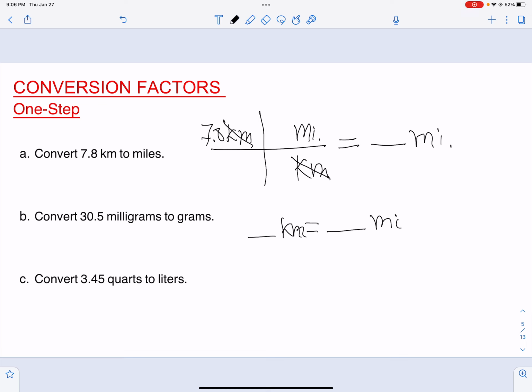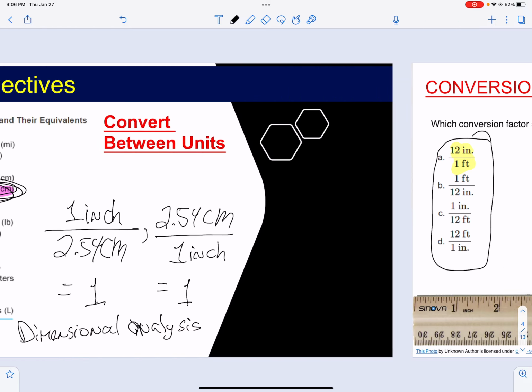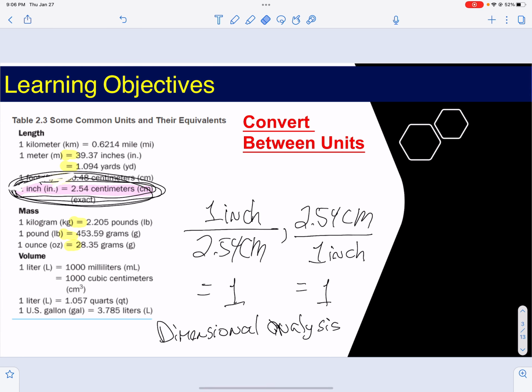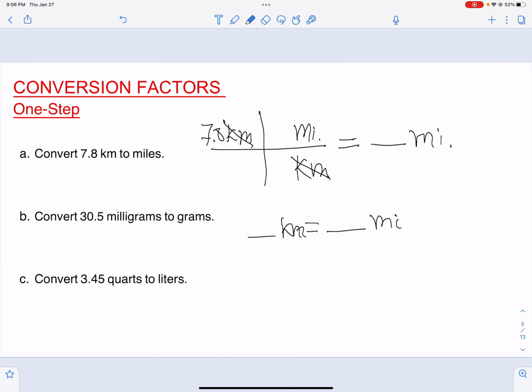So there's a table you can use. You will have that table available during the test. So kilometers and miles. Well, let's go back to our conversions. And here we go. Well, what am I looking for? Kilometers and miles, right there. And I have 1 kilometer equals 0.6214 miles.